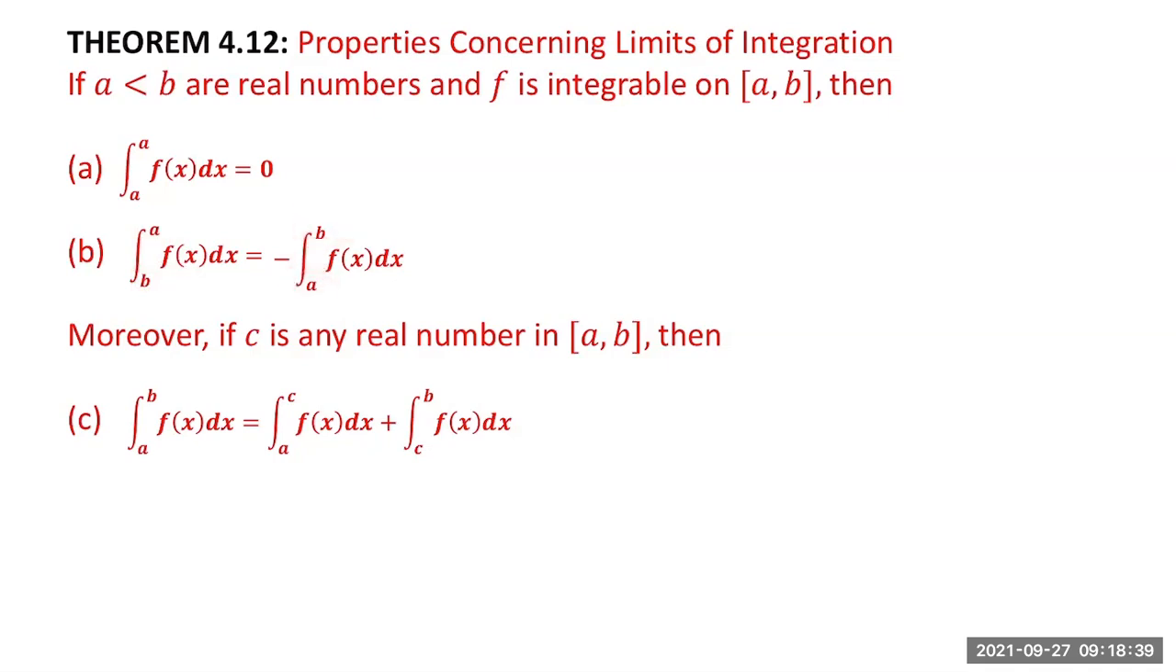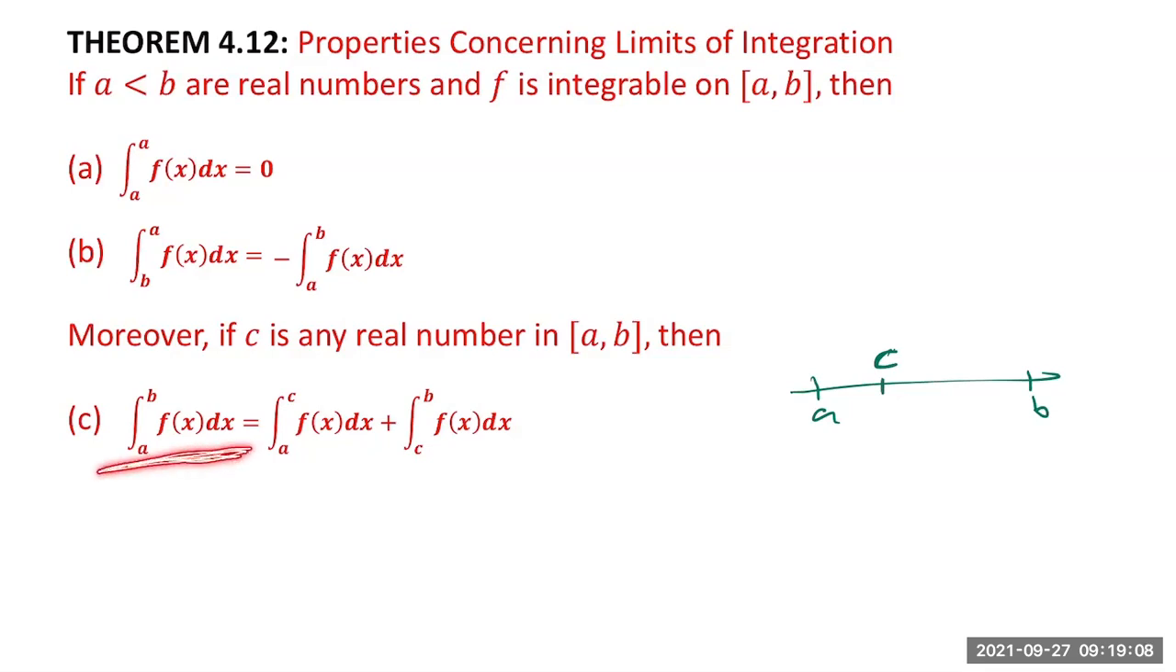What this tells you is that you can switch these limits by putting the minus sign in front. Okay, that's what that result tells you. And then further, we have this result. If c is any real number in the interval a comma b, here is the picture. You have a here, b here, c is somewhere in that interval. c can be the endpoints as well. Okay, c is somewhere in that interval. Then we have this result.